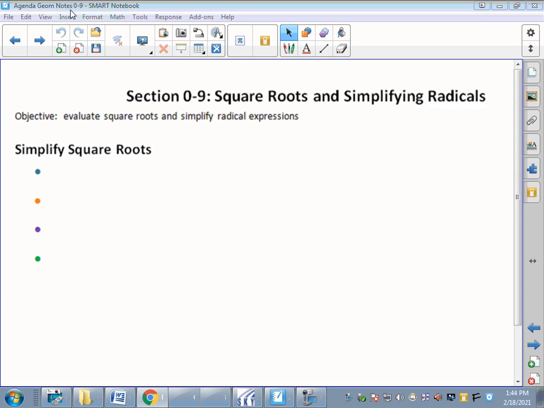So our objective here is to evaluate square roots and simplify expressions. We're going to just use the numbers. We're not going to deal with variables. But when we simplify square roots, that means if a radicand is not a perfect square, the answer is irrational, right? We usually round those answers.